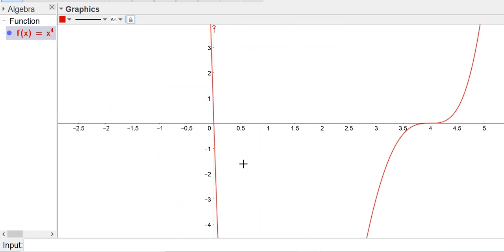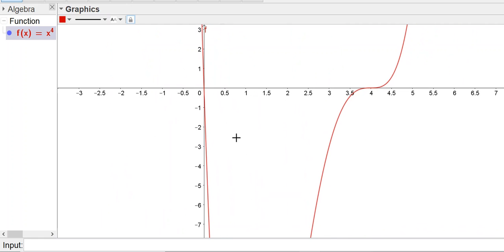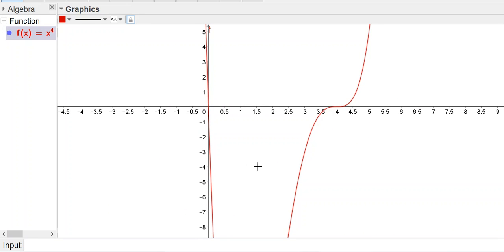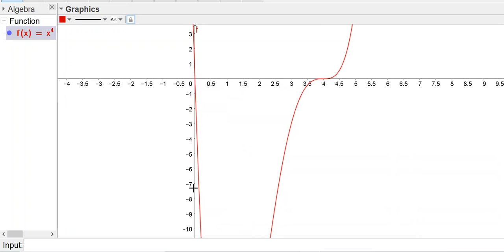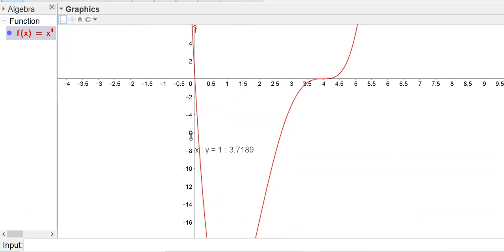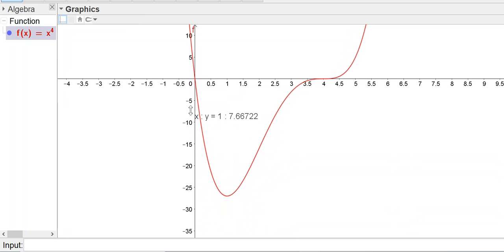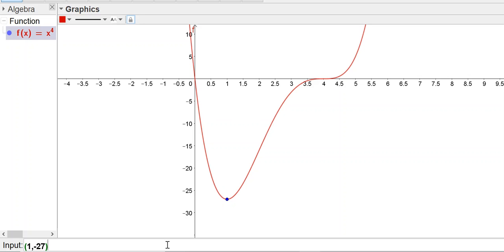Okay, yeah, we're already starting to see some of that good stuff coming through. Okay, compress the y-axis here. Okay, yeah, so there it is. Yeah, 1 comma, what did we say that is? -27 is the local minimum there. Okay, there's an inflection point at 2, -16. That looks just about right.